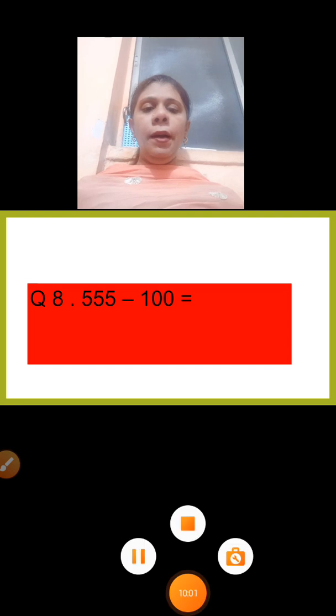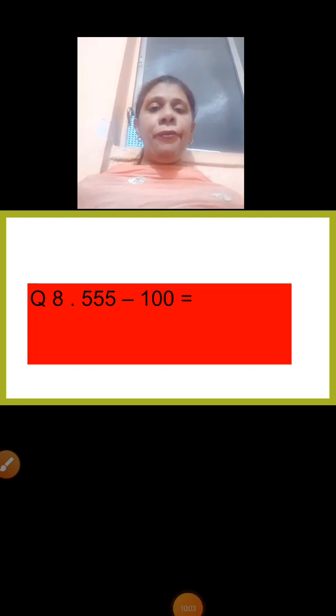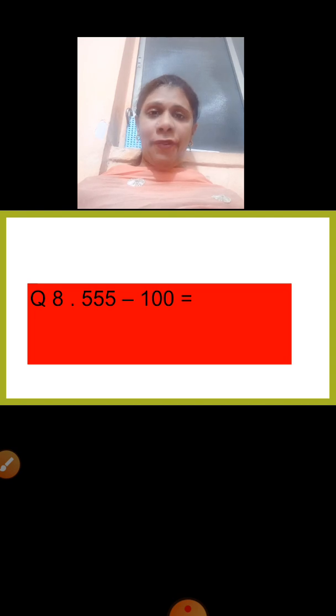Now question number 8. 555 minus 100. 555 minus 100 is equal to, yes children, calculate in your book and tell me the answer. Write this sum in your book, calculate it and tell me what is the answer.